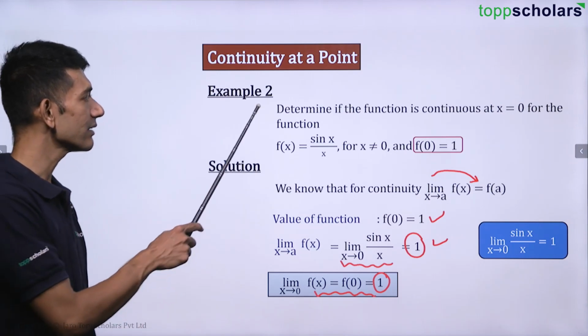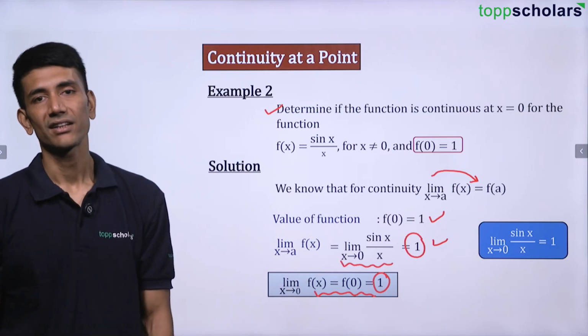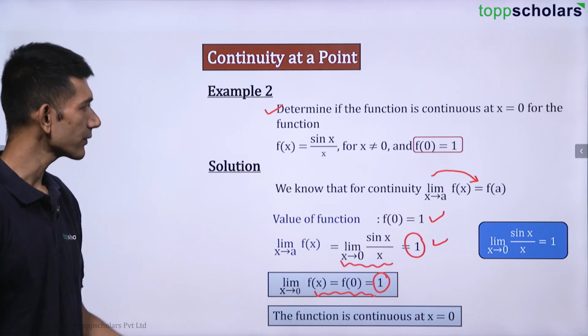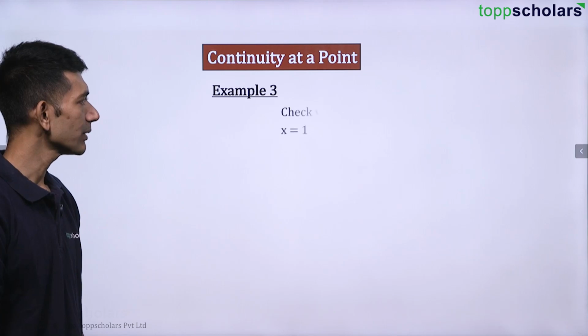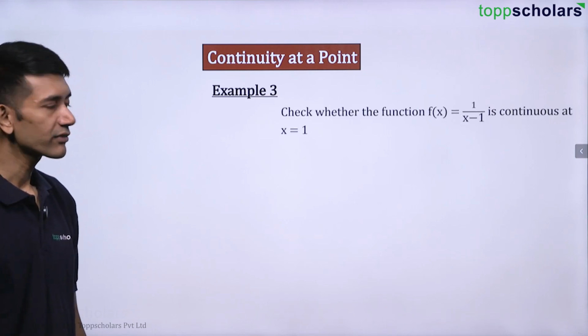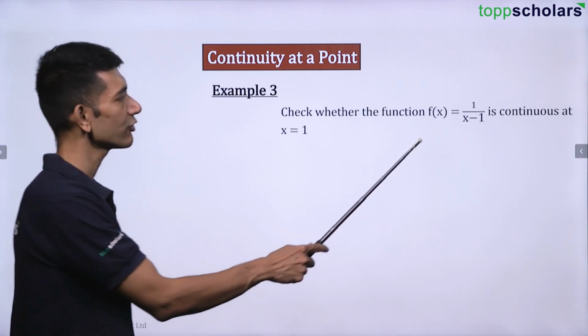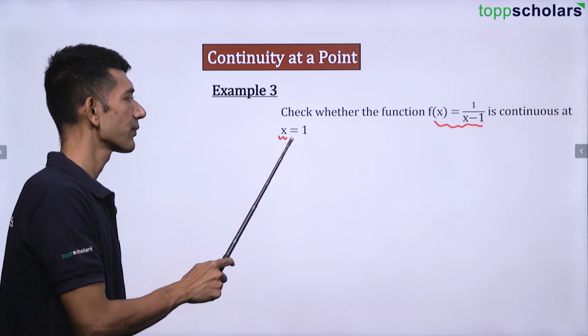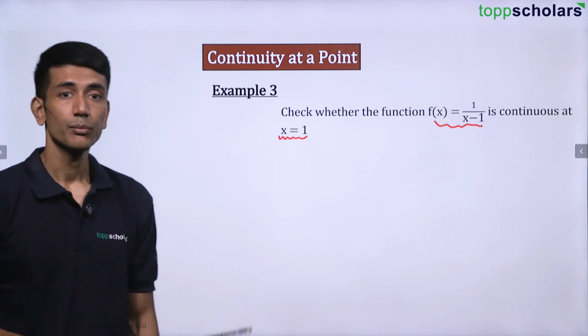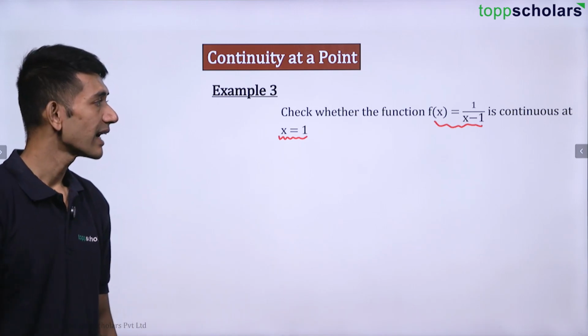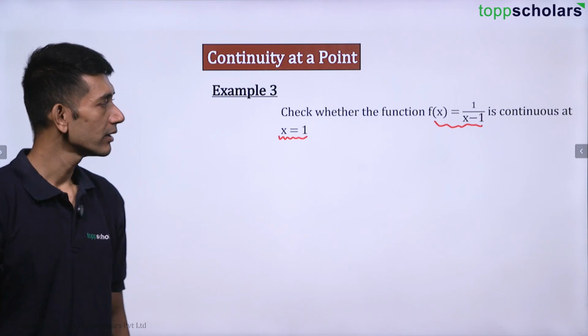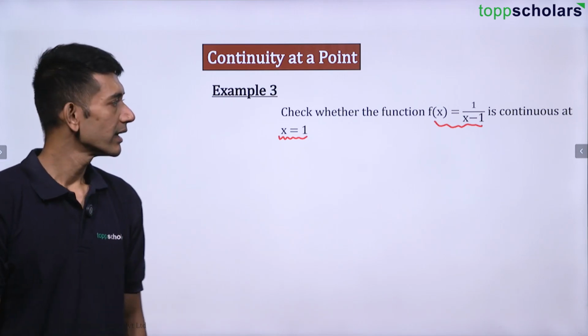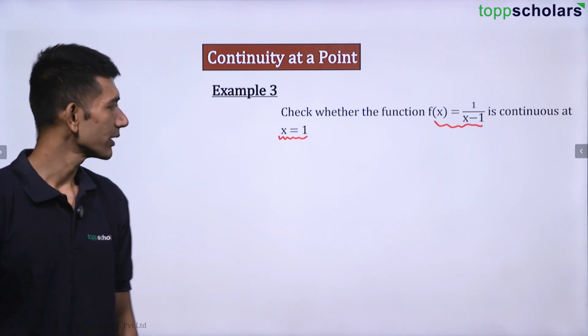We can say that definitely the function is continuous at x equal to 0. Okay, let's continue. Example 3. Check whether the function f(x) = 1/(x - 1) is continuous at x = 1. Now here we are supposed to check whether the function is continuous at x = 1 or not, and the function is already given, f(x) = 1/(x - 1).